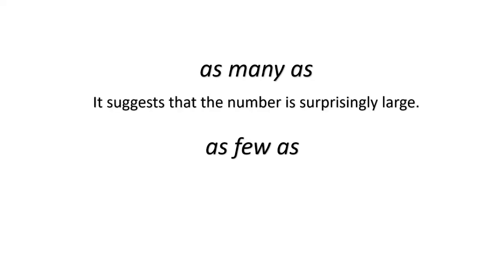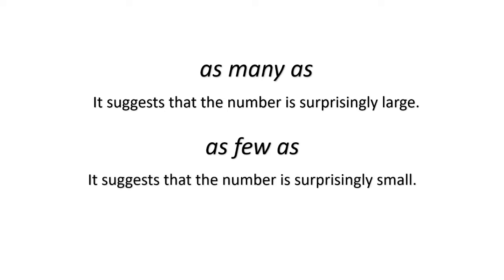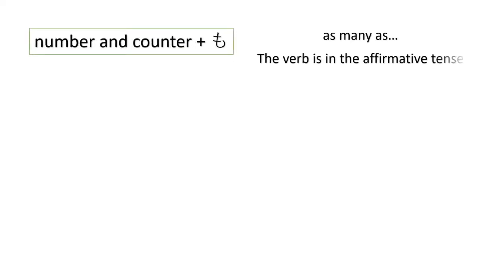So what is the difference between these 2 expressions? So when we say as many as, we suggest that the number is surprisingly large. And of course, when we say as few as, it suggests that the number is surprisingly small. Okay? That's the basic difference.